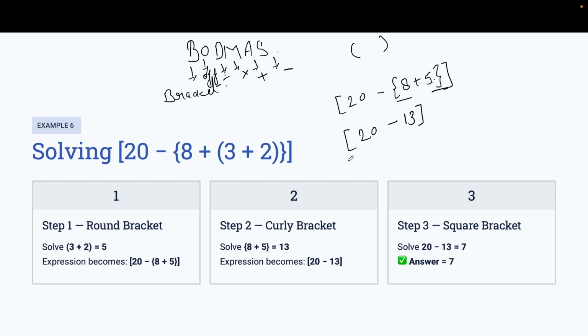Now step 3 is to solve the square bracket. So 20 minus 13 is 7. So your answer is 7. Clear?